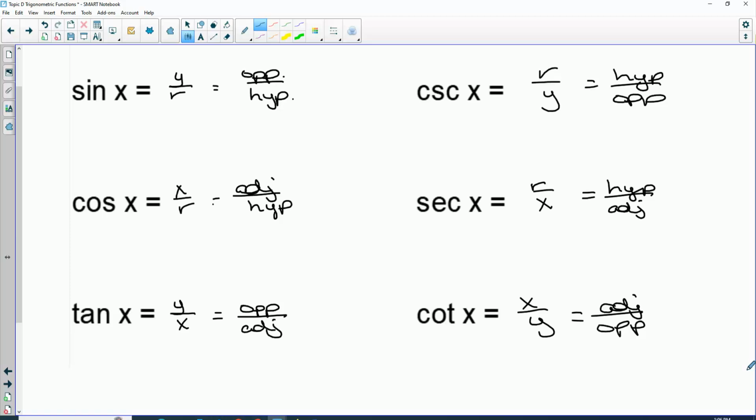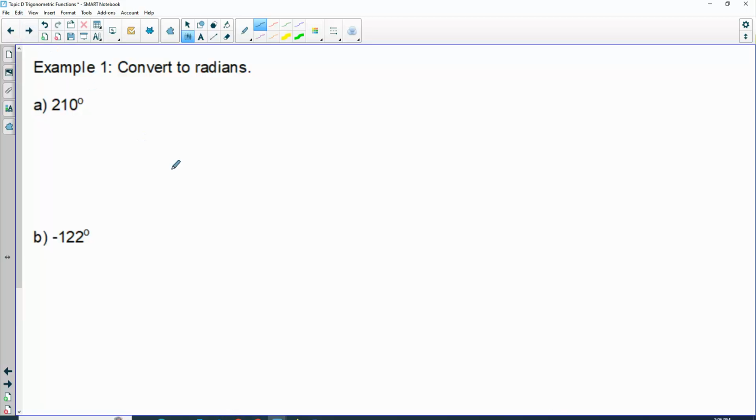All right. Let's do some examples then. We should be able to go back and forth between degrees and radians.